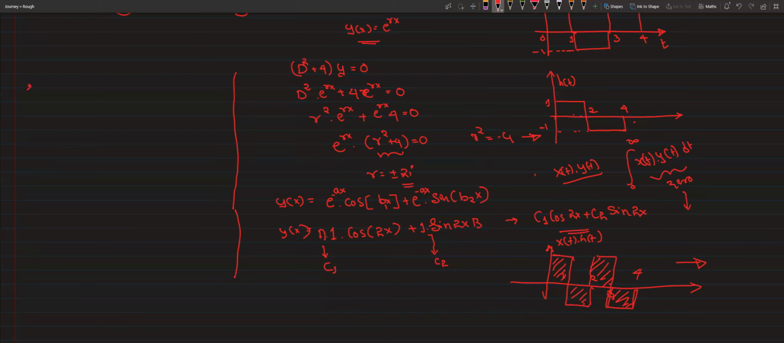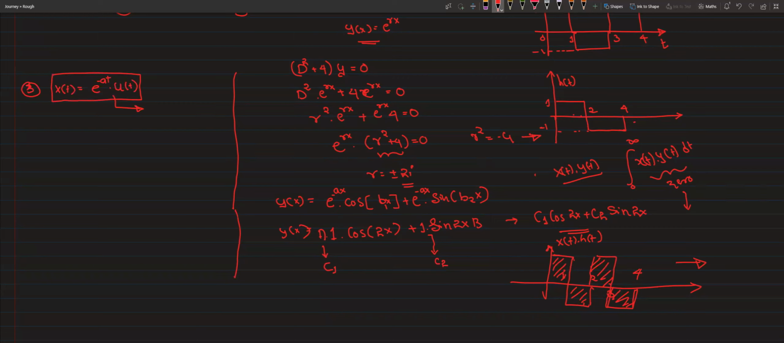So next, third question. x of t equals e power minus at into u of t. So the question is whether for this equation the Fourier transform exists.